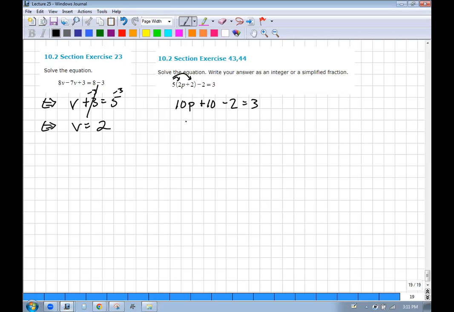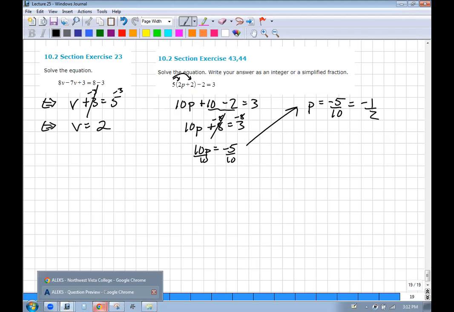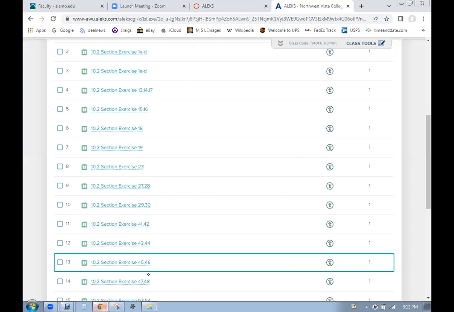Well, I got rid of the parentheses. 10 minus 2 is 8. I'm still trying to get to the p here. How about we get rid of that? All right, let's get rid of the 8. And I have a 10p equals minus 5. So now to get to the p, divide both sides by 10. Right? So this would be a negative 1/2. Do more of these.